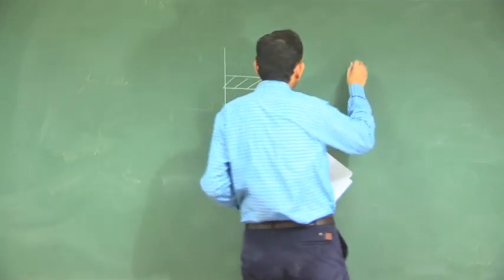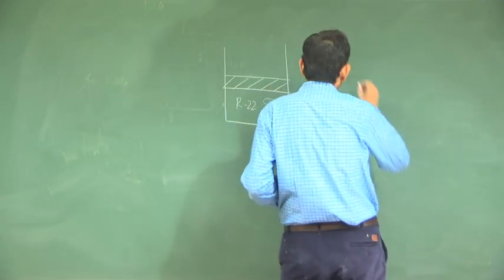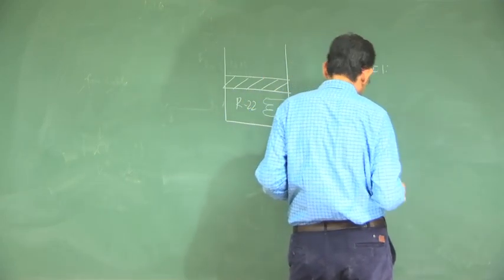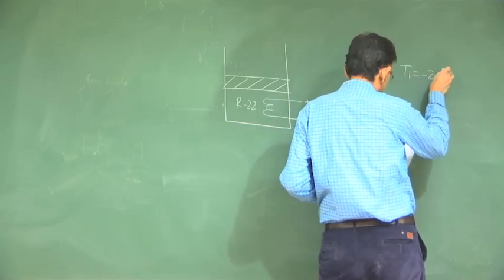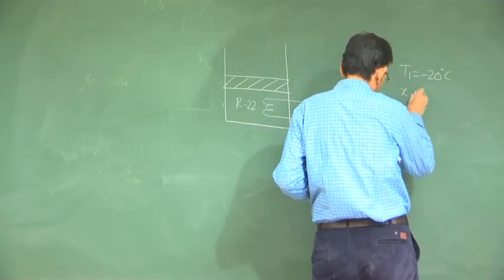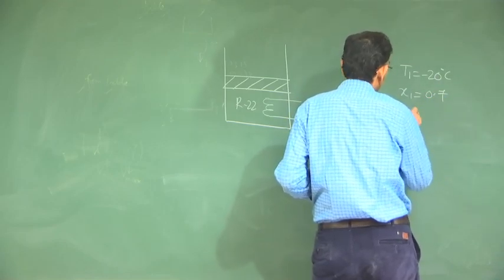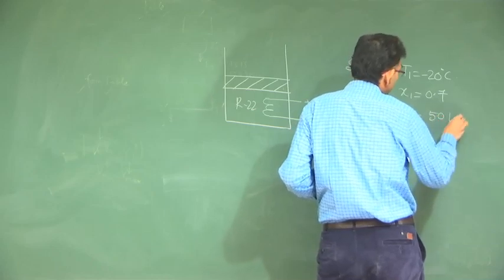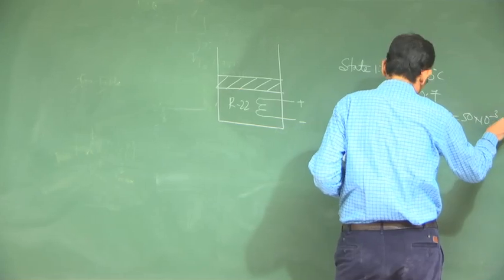So, the fluid is R22, state 1, T1 is minus 20 degree centigrade, X1 is 0.7, V1 is 50 liter, that is 50 into 10 to the power minus 3 meter cube.